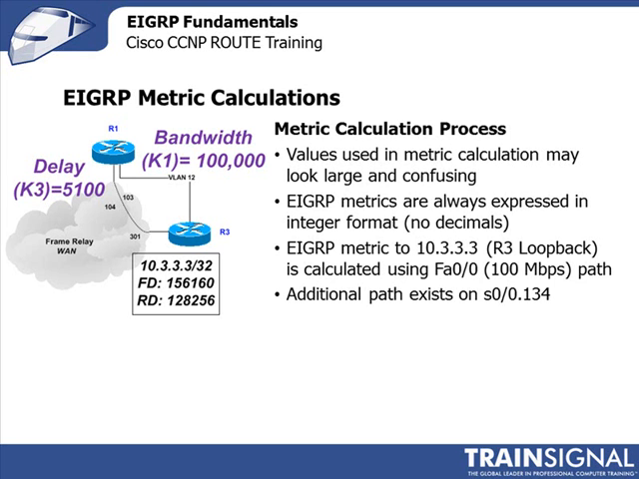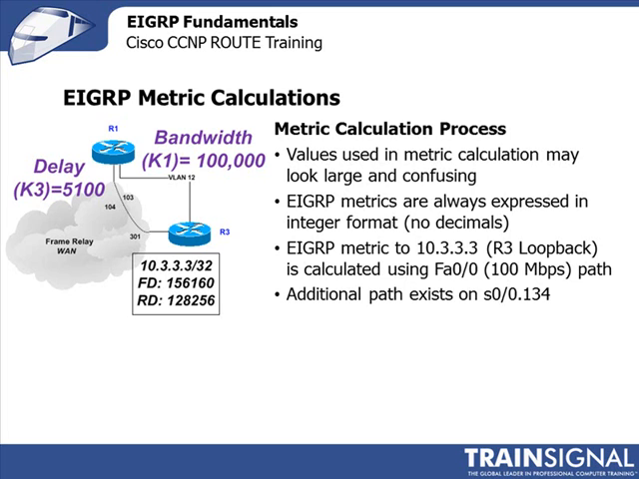So here, to understand, when you actually look at the output and the calculation of the metric, it can get confusing. For instance, look here. Now, we'll distinguish between FD and RD later, but FD is actually what you'll usually see in the routing table. The metric's actually showing as 156160. When you look at the 100,000 and the 5100, the bandwidth and delay, it can look really confusing and not make any sense at all. So we're going to dive into that in actually the next slide.